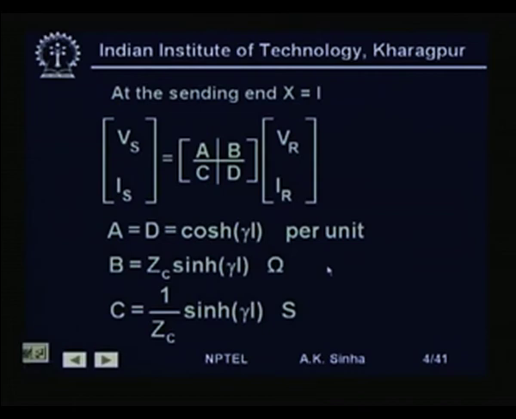Now, normally we are interested only in the terminal conditions, that is the sending end voltages and currents and the receiving end voltages and currents, rather than the voltage and current at any intermediate point on the transmission line. Therefore, we can find the voltage and current at the sending end in terms of voltage and current at the receiving end by substituting x is equal to L, where L is the total line length.